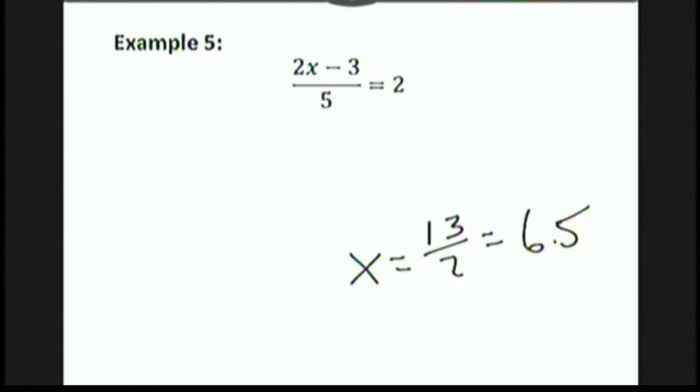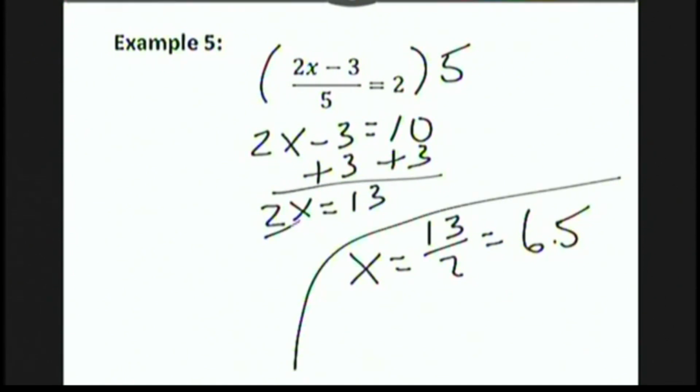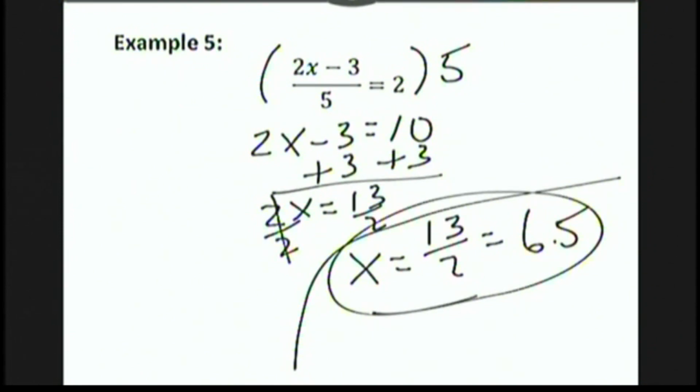Okay, let's go through the formal solution now. I'm going to multiply each side of the equation by 5 to get 2x minus 3 is equal to 10. And then I'm going to add 3 to each side of this equation to get 2x equals 13. And finally, I'll divide each side of this equation by 2 to get x is equal to 13 halves, or 6.5 as before.